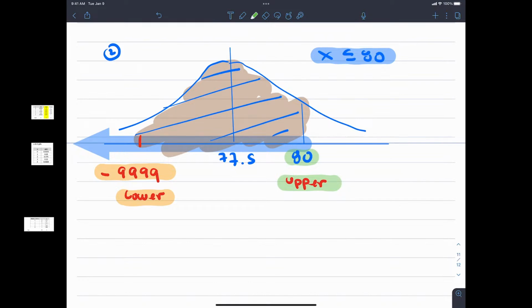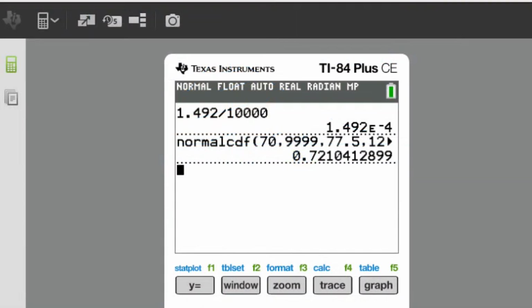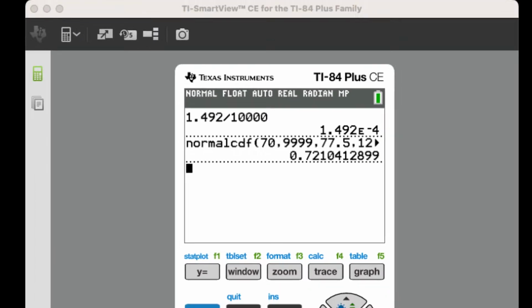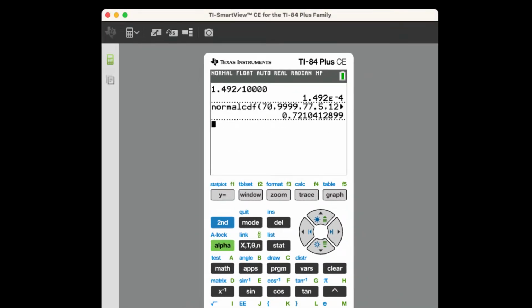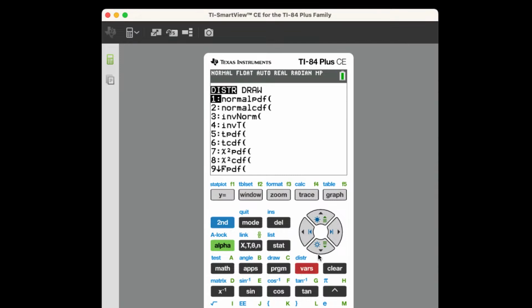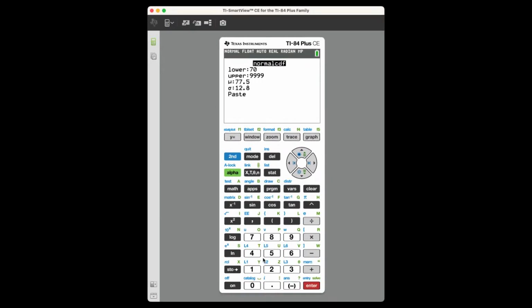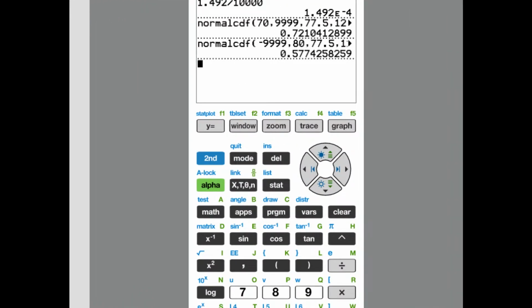Okay, so I say only 2 numbers because remember what you're going to do. Let's scroll out. Second distribution, normal CDF. The lower value is what? Remember, yeah. So I'm going to go down here. Don't put subtraction. You got to put that negative key. 9,999. And then the upper value is going to be what? 80. It's the same exact mean and standard deviation. So when you enter it for the first question, you have it for the rest. And your answer should be positive, ladies and gentlemen, just so you guys know.